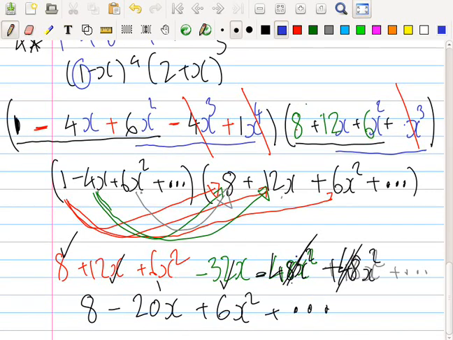Write this example down, and when you're finished writing it down, you can try the workbook. Let me stop.